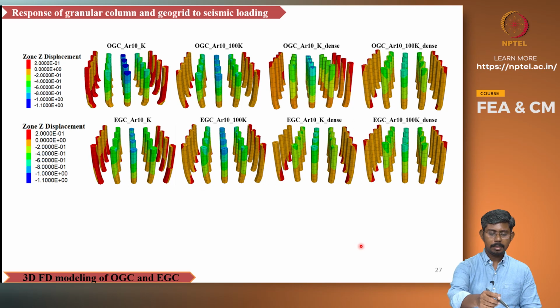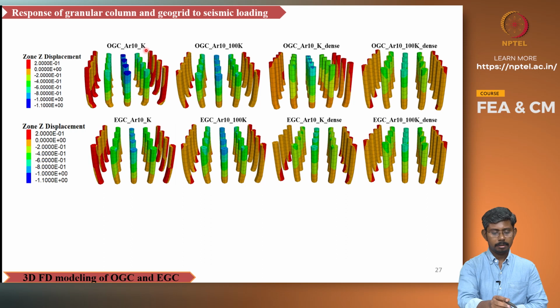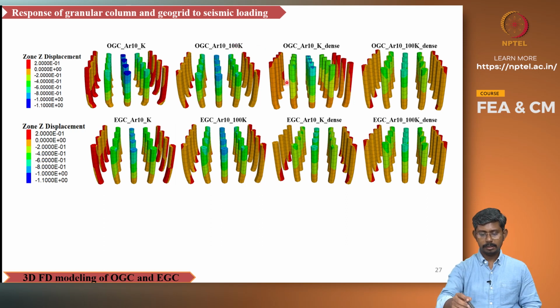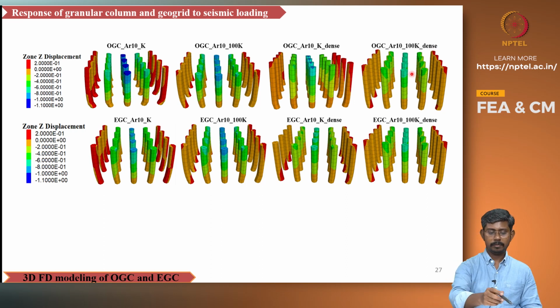Here the response of the granular column is isolated and plotted separately: the Z displacement, I mean the vertical settlement of the granular column. For ordinary granular columns without the drainage aspect, it can be seen the central columns are experiencing more settlement, but gradually this decreases when drainage is introduced, and further when densification is considered, and finally all three mechanisms: the shear reinforcement which is inherent, and here drainage as well as densification. So the columns behave much stiffer when compared to the first case. This is for ordinary granular columns.